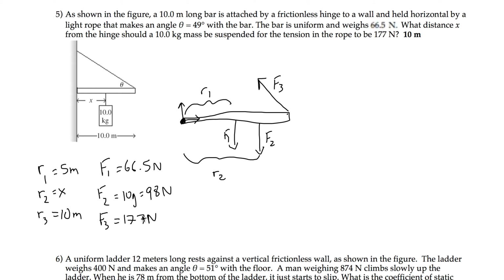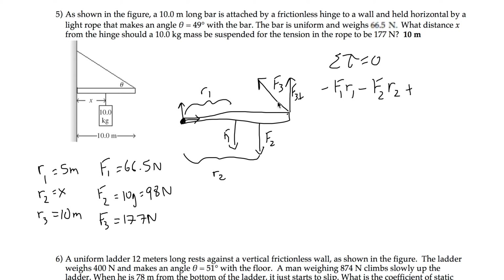So we sum up the torques, set them equal to 0. F1 is going to produce a clockwise torque, so negative F1 R1, F2 as well, minus F2 R2. F3 will produce a counterclockwise torque, but you have to be careful because F3 is not perpendicular. So what we really need is this force here. This would be F3 perpendicular.